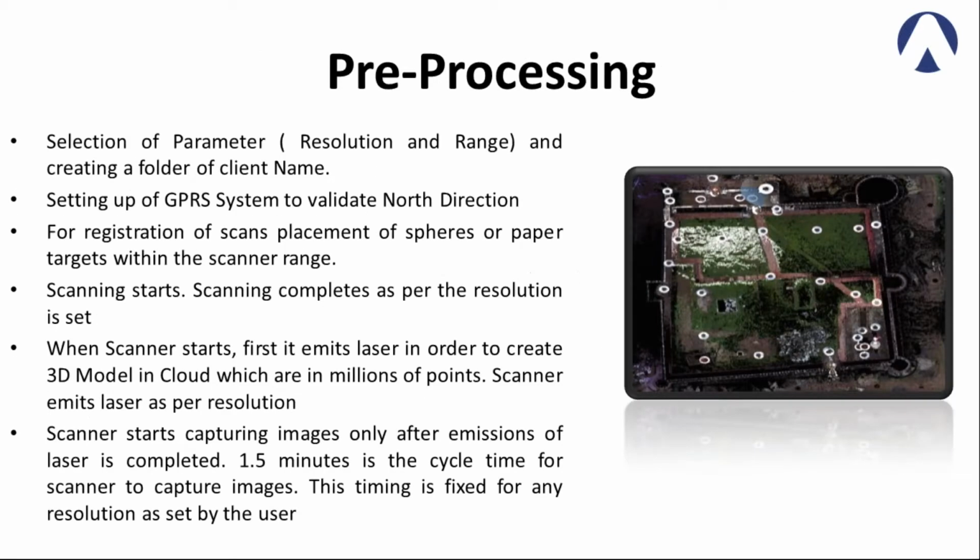Pre-processing. Here you see this is a point cloud image, and the circles of the white images are the scanner points. You start from one point, after 50-60 meter range of area, after every 10 meters you go ahead with the laser scanner. The laser scanner footprints can be seen on the point cloud.